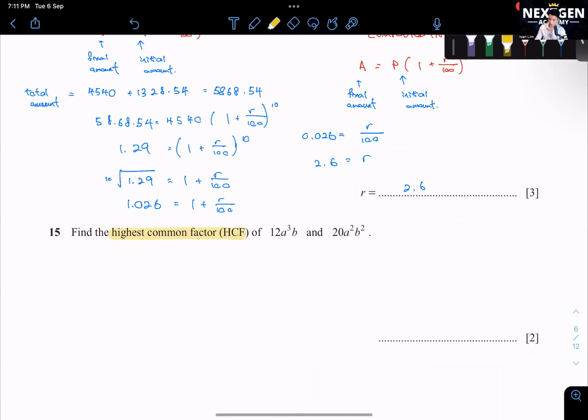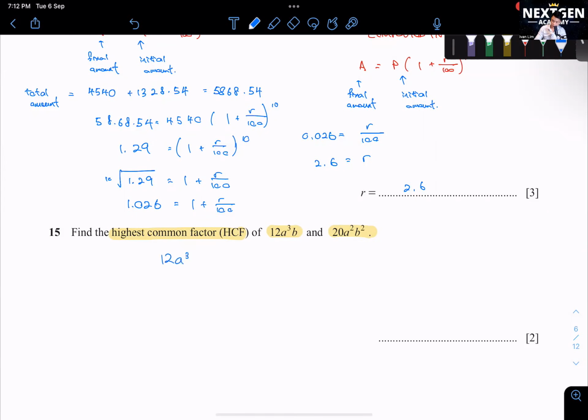Find the highest common factor for 12a cubed b and 20a squared b squared. How do we do HCF and LCM? What's the concept of HCF and LCM? We keep finding the common factors between all the terms, right? If I have two terms here, I keep finding the common factor, I factorize out until I cannot factorize. We use the same concept. Even though they wrote it in alphabets, it's still the same concept, because we are still finding the HCF, the highest common factor.